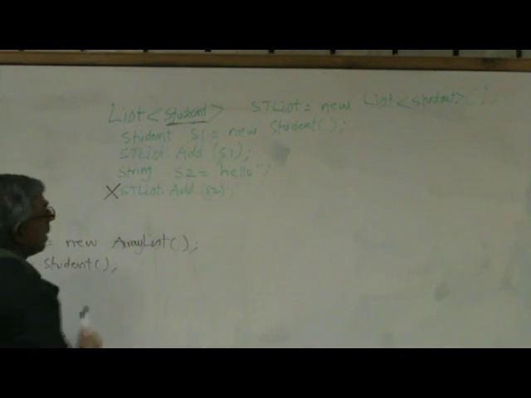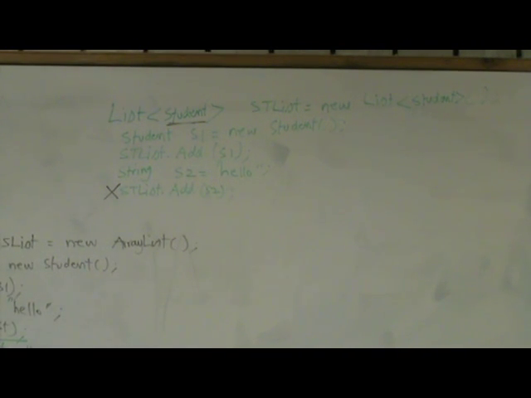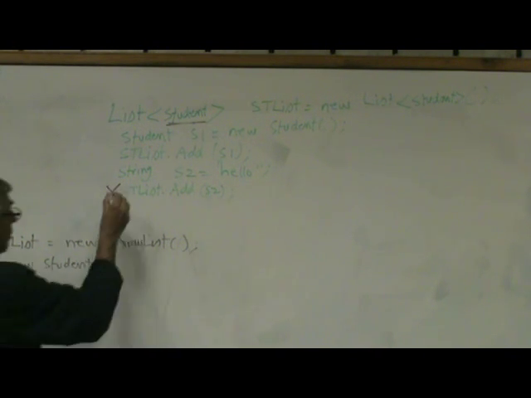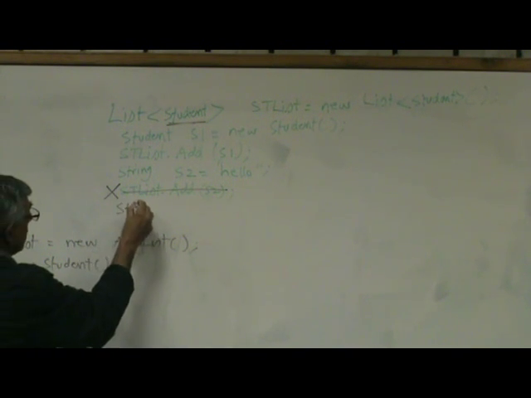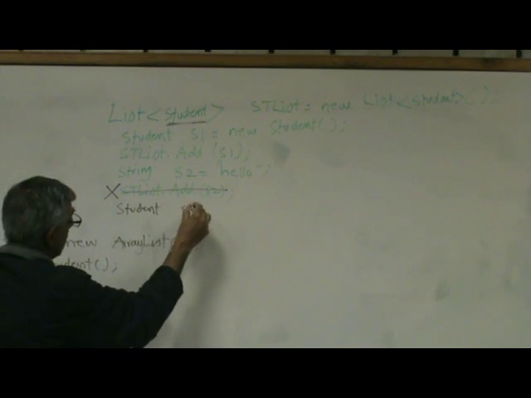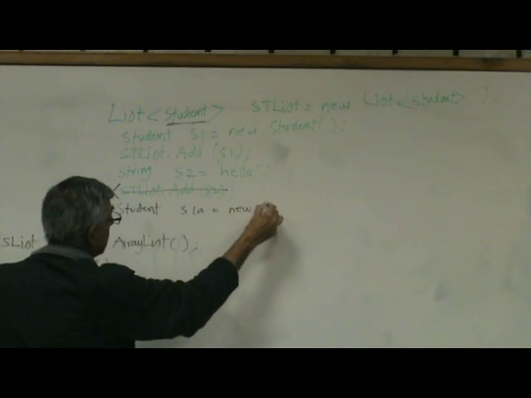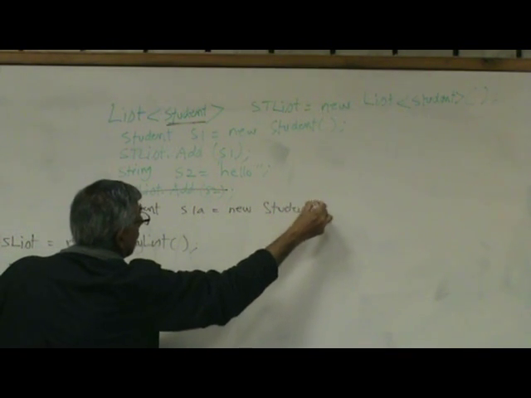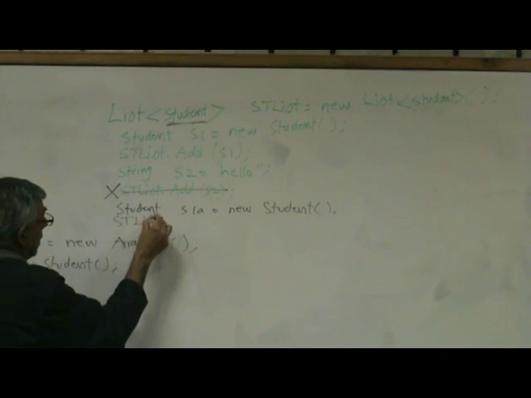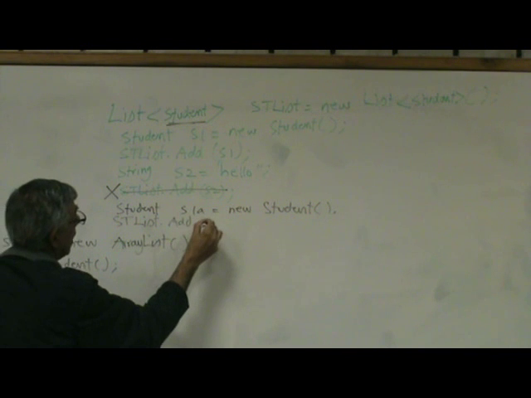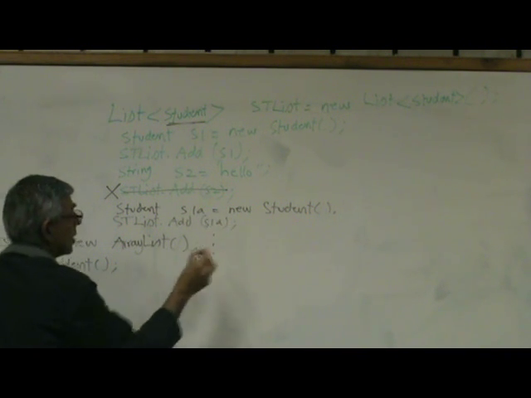Is string derived from a student class? No. So the compiler won't even compile this. So it is impossible to write this type of code, okay? Only things that we can add is, so we can create other students. So we can say student S1A equal to new student. We can add st_list.Add(S1A) as an example, right, and so on.